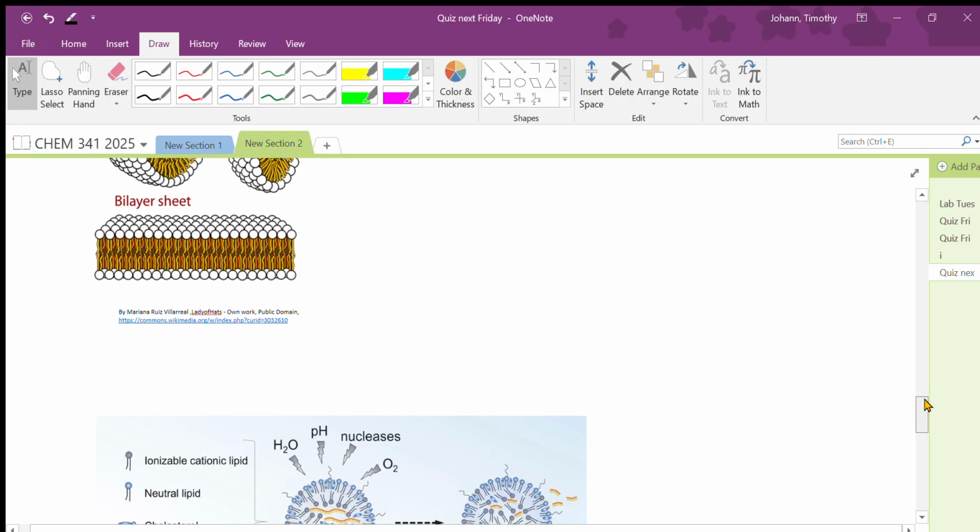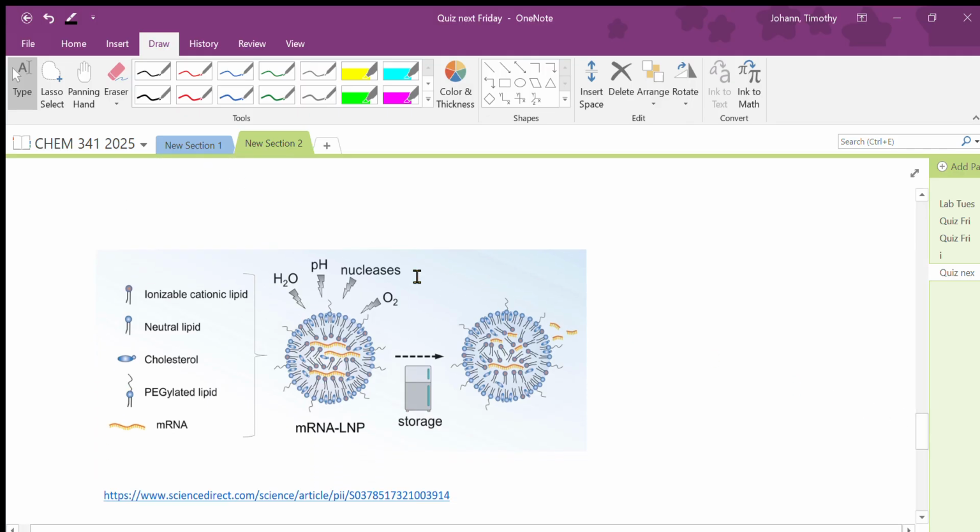Okay, so let's go ahead. I said I'd talk about this. Let's talk about how these lipids, or how these amphipathic molecules, are used in mRNA vaccines.